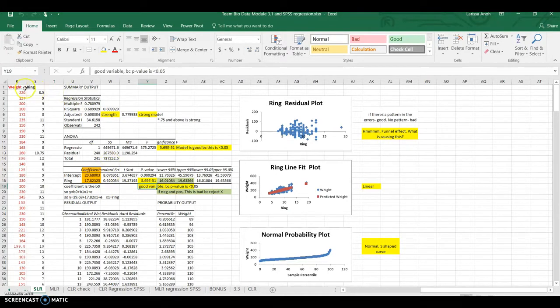Here we are comparing the weight versus the rank. We got a good strength on our adjusted R-square, and we got a good p-value. Then here are our charts evaluating that.